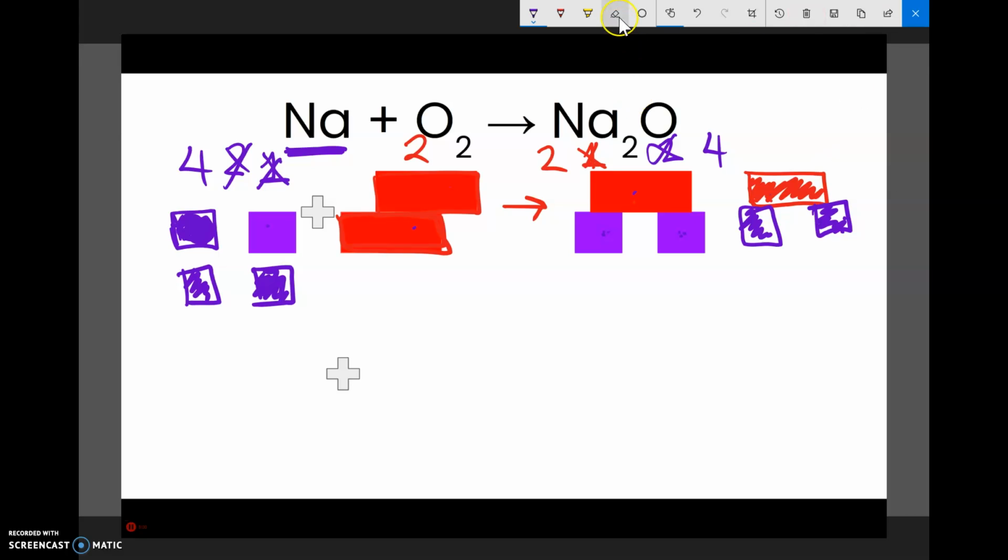So if we were to write our coefficients for this equation, we're going to say, oh, we have 1, 2, 3, 4. So we're going to put a 4 in front of the sodium. Our O2 is together, so that's representing one molecule, so we're not going to change that. And we've got 1, 2 of our sodium oxide, so we're going to put a 2 in front of that product, that sodium oxide. And that would be your chemical equation.